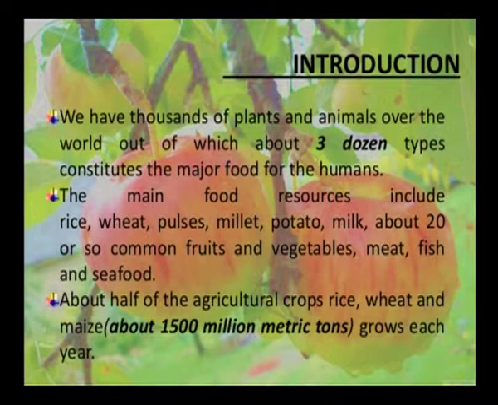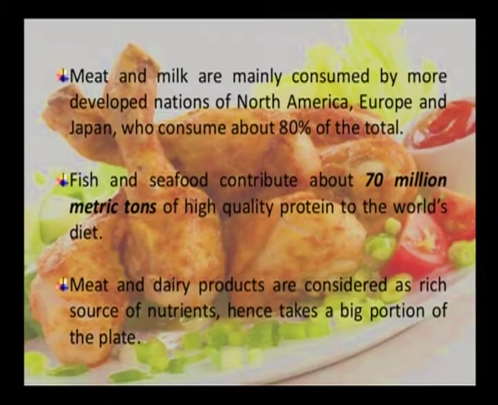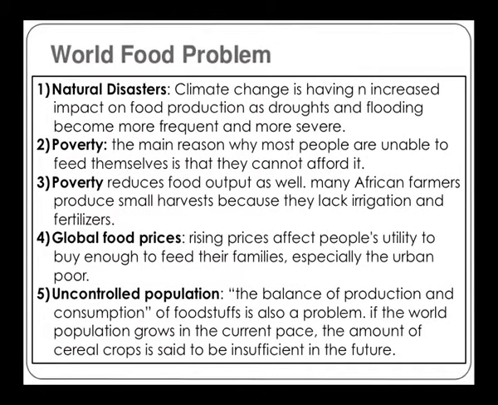About half the agricultural crops, rice, wheat and maize, grow each year. So, we have about 1500 million metric tons each year. Meat and milk are mainly consumed by more developed nations of North America, Europe and Japan, who consume about 80% of the total. Fish and seafood contribute about 70 million metric tons of high quality protein to the world's diet. Meat and dairy products are considered as rich source of nutrients, hence take a big portion of the plate.